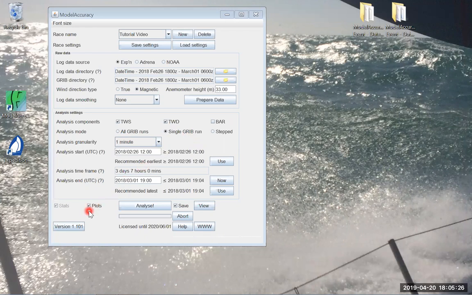We still want the plots. We still want it to save. And we're always going to get the statistical analysis. Let's go ahead and click Analyze.